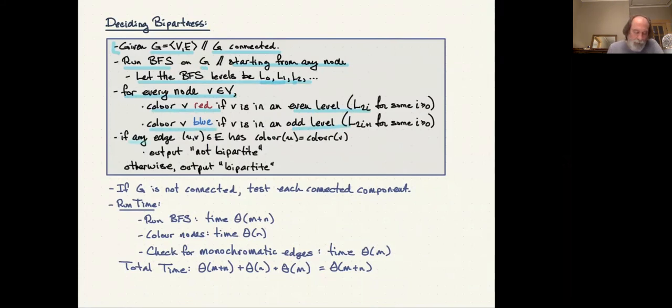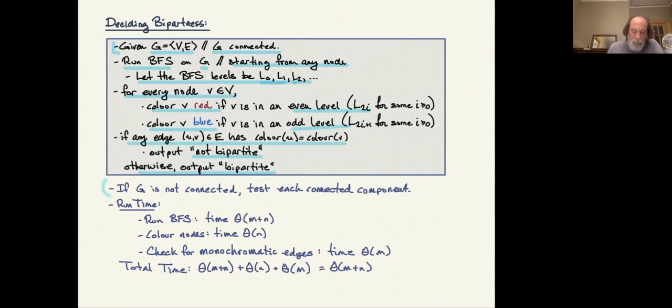Okay, and then we run through the edges and we see if there's an edge that's monochromatic, an edge that has the same color on both ends. And if there is such an edge, we output that it's not bipartite. And if there's no such edge, we output that it is bipartite.